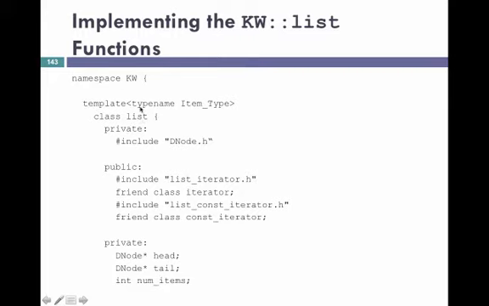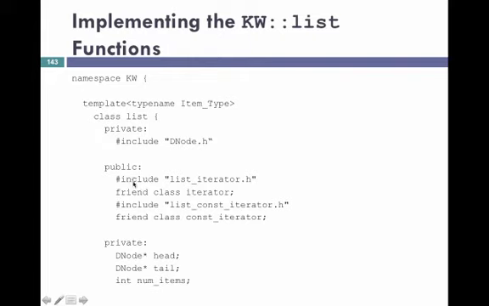definition of a list class, and we put it in a different namespace to keep it distinct from the standard library's list class. It's a template class. We include this dnode.h, which has the structure of the nodes. They're part of the private data defined in this class.